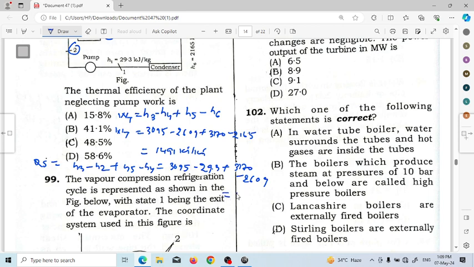So calculating the above, we can get the heat supplied is 3626.7. So thermal efficiency is equal to turbine work, as pump work is neglected, divided by Q supplied. So turbine work is 1490 divided by heat supplied 3626.7. Calculating, the efficiency will be 0.411, which is equal to 41.1%. So option B is the correct answer.